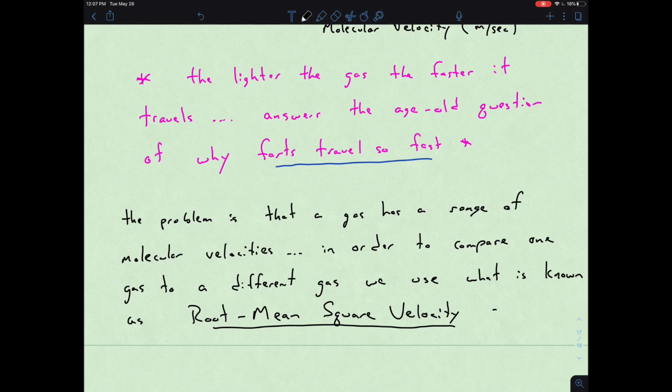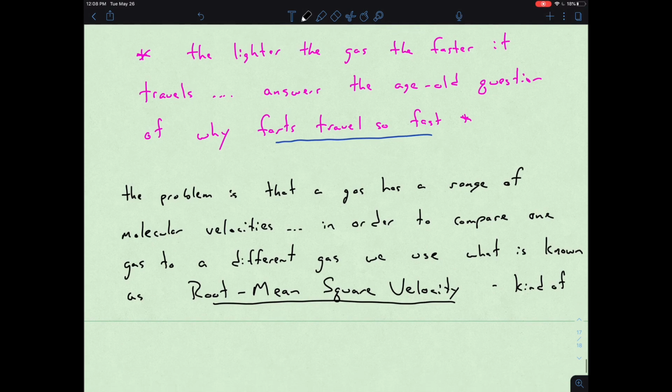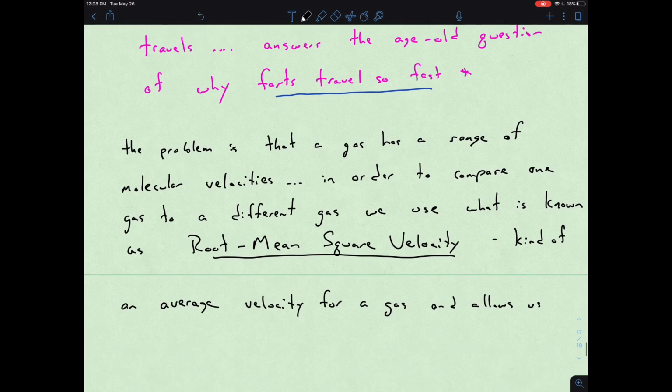And the root mean square velocity is really kind of an average velocity for a gas. And basically it allows us to compare velocities, namely root mean square velocities.